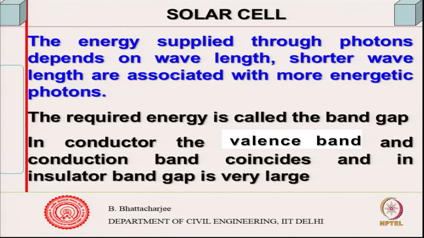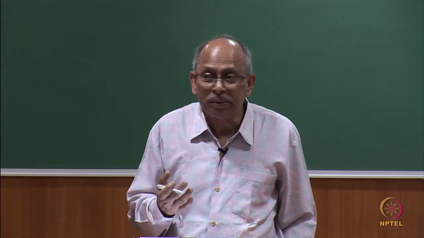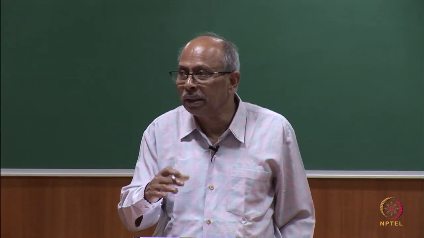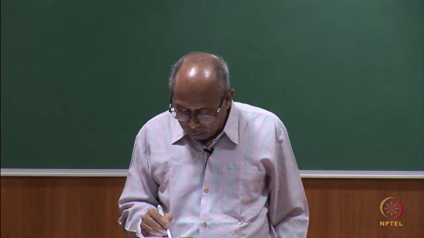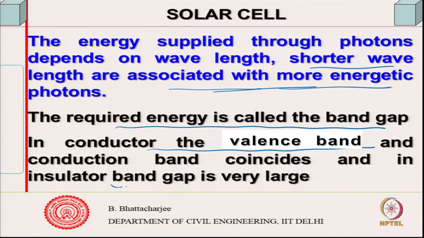The energy supplied through photons depends obviously on wavelength, and as you know, shorter wavelengths carry high energy. The sun's energy is short wave, which can actually travel through glass, while we know that long wave does not. The terrestrial radiation is what we talked about. So, shorter wavelengths are associated with more energetic photons. The required energy is called the band gap. In a conductor, as I said, I have already mentioned this.